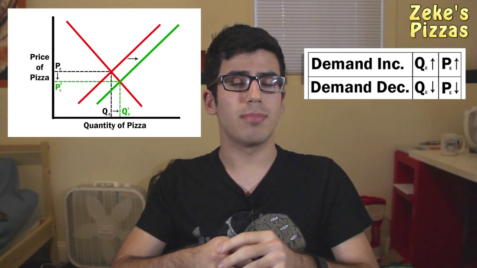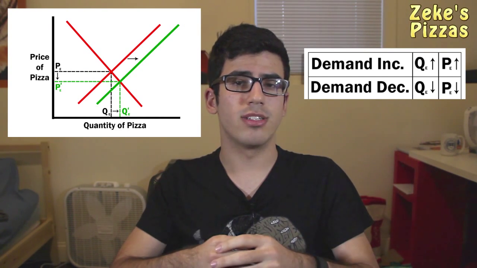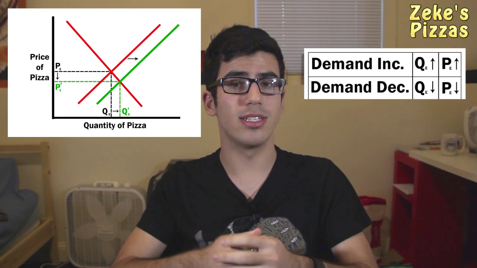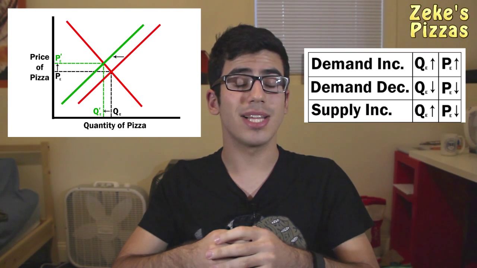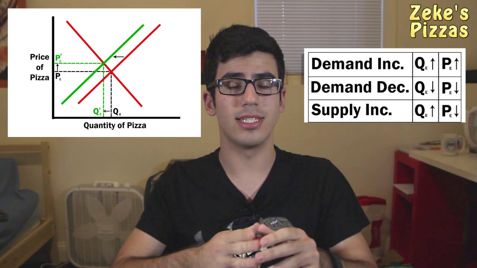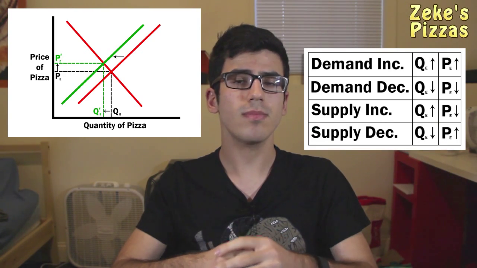Now let's take the demand curve, leave it as is, and we'll shift supply this time. An increase in the supply curve, a shift to the right in the supply curve, decreases the equilibrium price and increases the equilibrium quantity. Similarly, a decrease in the supply curve increases the equilibrium price and decreases the equilibrium quantity.